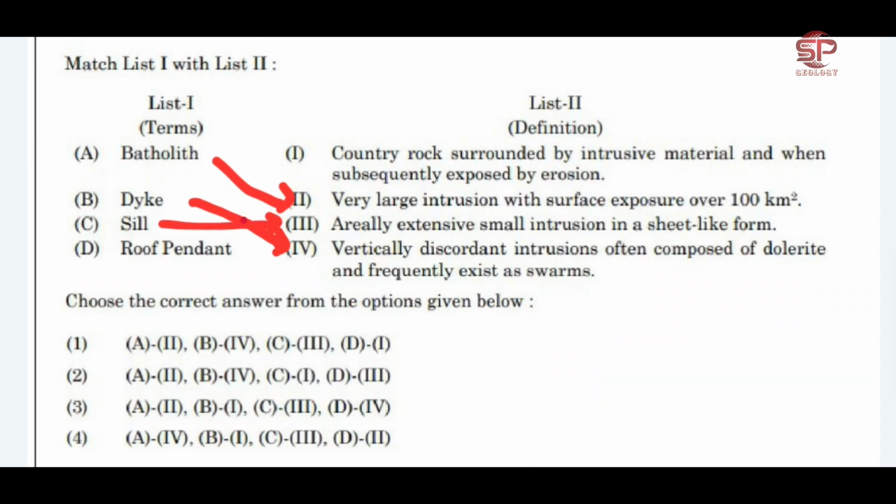The roof pendant is a country rock. In a batholith, isolated country rock is called a roof pendant. So country rock surrounded by intrusive material, when subsequently exposed by erosion, is a roof pendant.